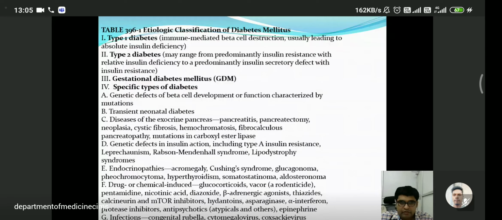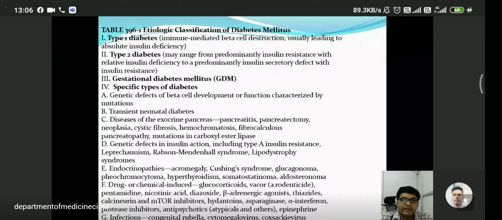We will proceed to the classification of diabetes mellitus, its etiological classification. It also tells about its pathogenesis. This table is directly taken from Harrison 20th edition. You can get the complete table directly from there, but just to summarize, we will see the gist of this table.